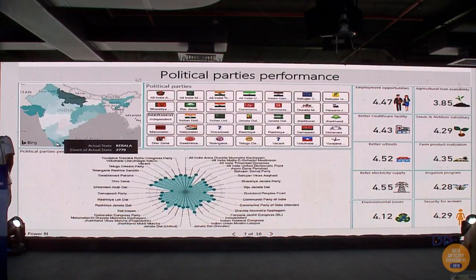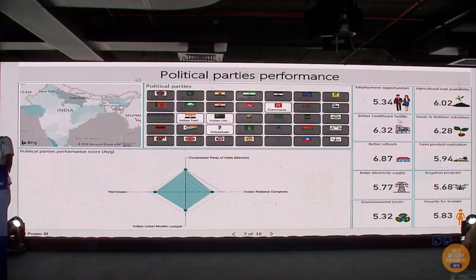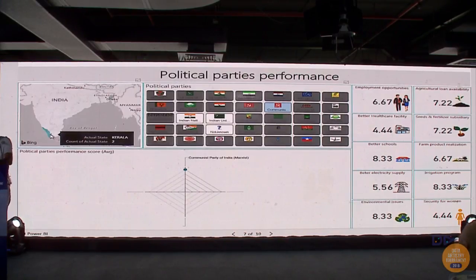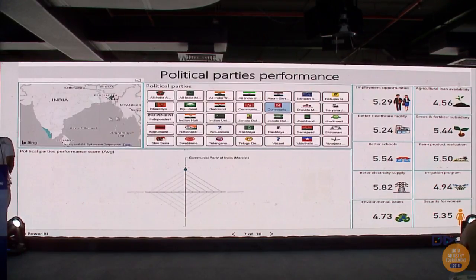So let's see for Kerala, and let's see for the Communist Party. It seems like they have a very high score, around 8.3. But there are only two actual respondents from this. So probably the people who voted for this are biased towards the Marxist Communist Party.